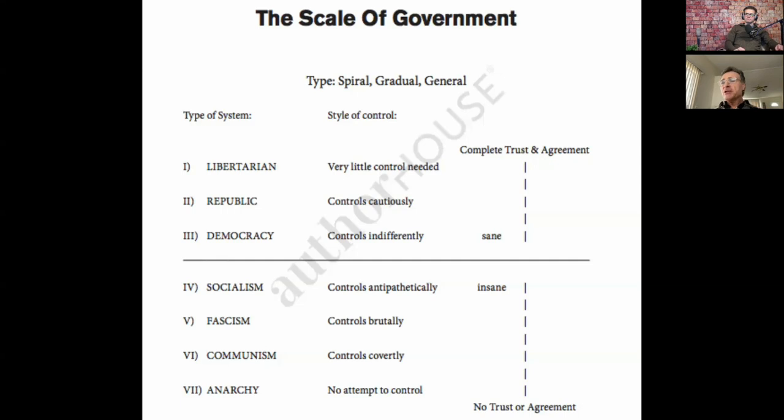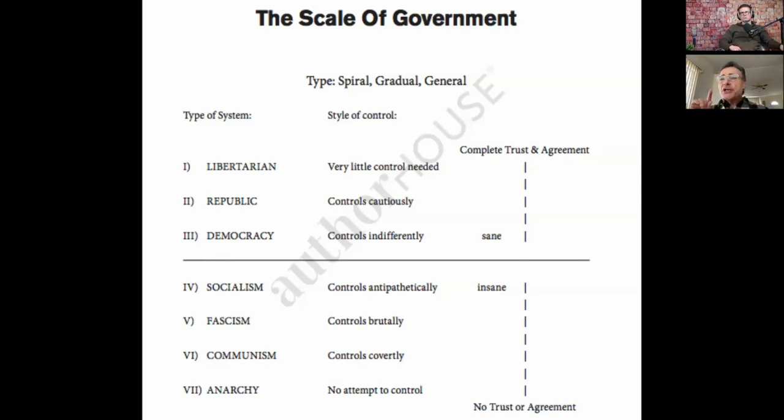So the bottom four levels are insane. They are literally insane. It's not sane behavior. The top three levels are the sane ones. So democracy controls indifferently. In a democracy, people are kind of indifferent. Yeah, you vote and then you forget about it. See, that's sane. But saner than that is a republic, which is what the Constitution gave to America.